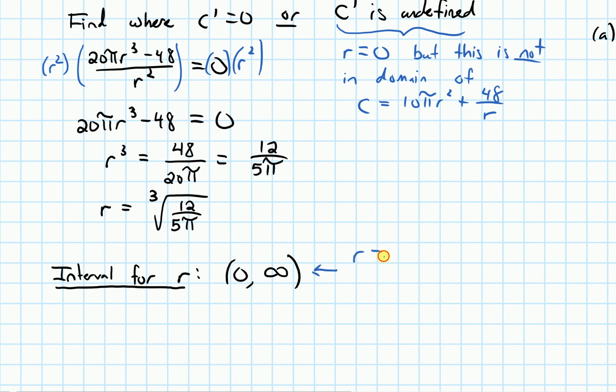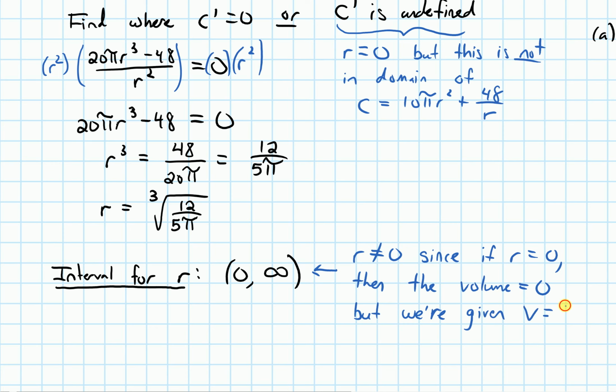So r is not allowed to be equal to 0, since if r does equal 0, then we have an issue with the volume. Then the volume would be equal to 0, but we are given that the volume equals 12. So that's why r is not allowed to be equal to 0 in this problem.